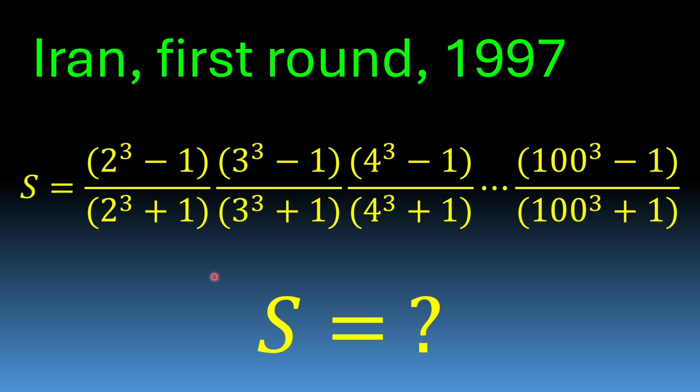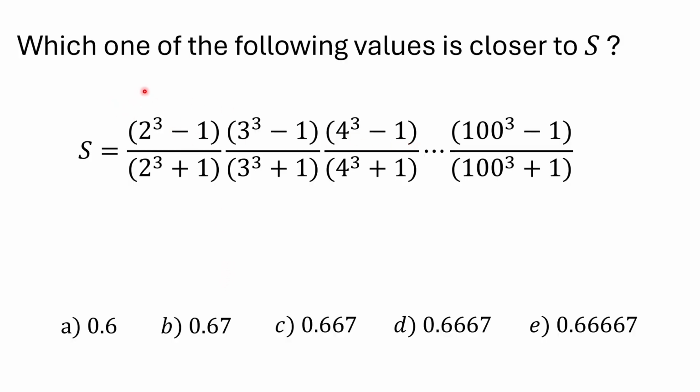Hi, here we have another question from Iran Mathematical Olympiad Round 1 in 1997. The question is that S is equal to this expression. What is the value of S? The actual question was this one: which of the following numbers is closer to S? So we have several options and we want to see which value S is closest to.